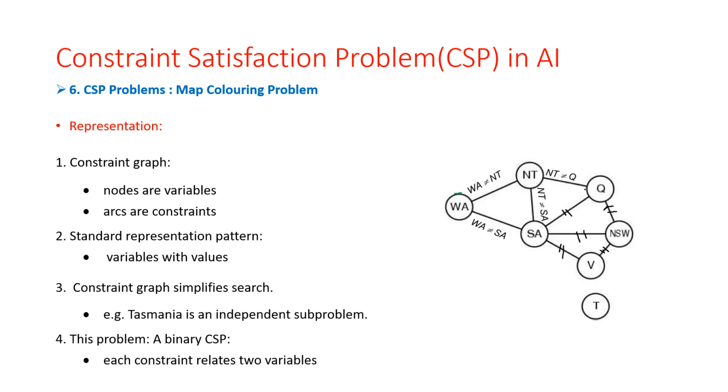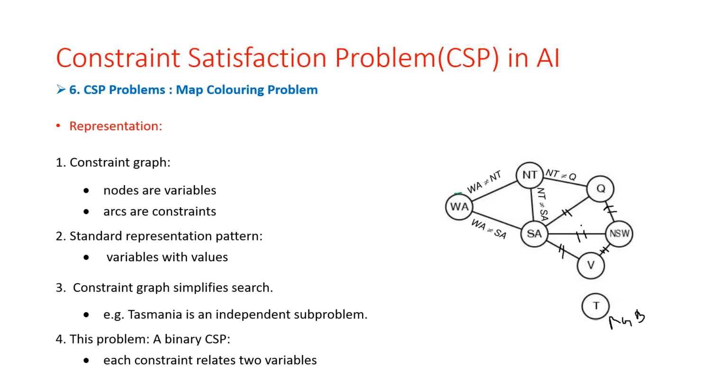Okay, so these are the dependent variables, and there is one independent variable that is called Tasmania, that is T. For T we can choose any color: we can choose red, green, or blue. Okay, because this is not a dependent variable. Okay, so this is called an independent variable. So each constraint graph contains the nodes and the arcs.